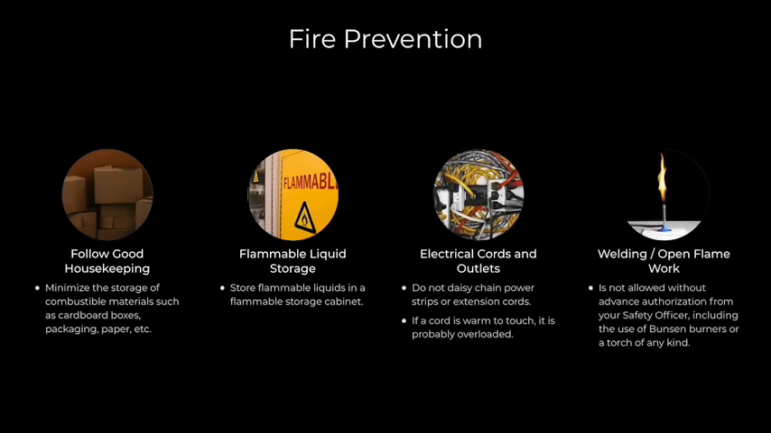Follow good housekeeping, keep work areas clean and organized, and minimize the storage of combustible materials such as cardboard boxes, packaging, paper, etc. Minimize flammable liquid storage. Store flammable liquids in a flammable storage cabinet and ensure that flammable liquids are stored according to the manufacturer's recommendations. Electrical cords and outlets: do not daisy chain power strips or extension cords. If a cord is warm to touch, it is probably overloaded. Welding and open flame work is not allowed without advance authorization from your safety officer, including the use of Bunsen burners or a torch of any kind.